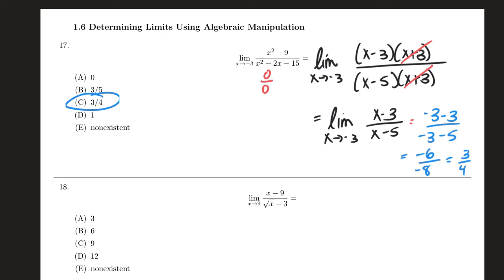And this isn't in this learning objective, but if these things didn't cancel out, then this would be a vertical asymptote, if x plus 3 didn't cancel. But it did cancel, so then I can just plug in a number and get the limit. If it didn't cancel, it becomes a vertical asymptote. But that's not in this learning objective.